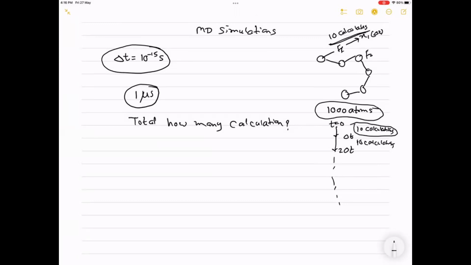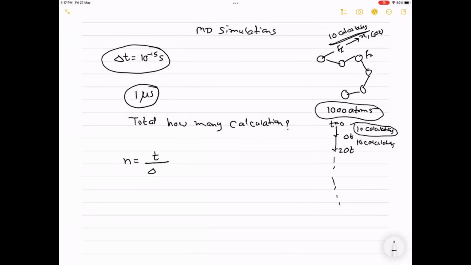10 to the power 13. 10 to the power 13. Okay, anyone else? Yes, Jay. Do you agree with that answer? Yes. Okay, very good. So we have to do at least 10 to the power 13 calculations. Adit, I think you also agree with that, right? Yes, sir. Right.